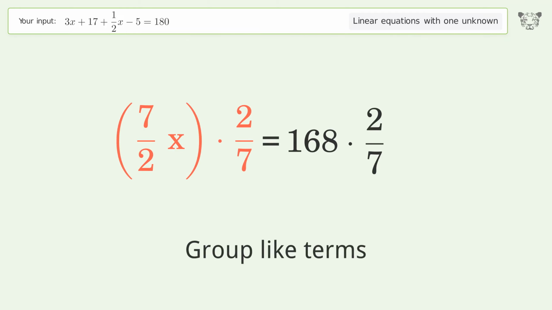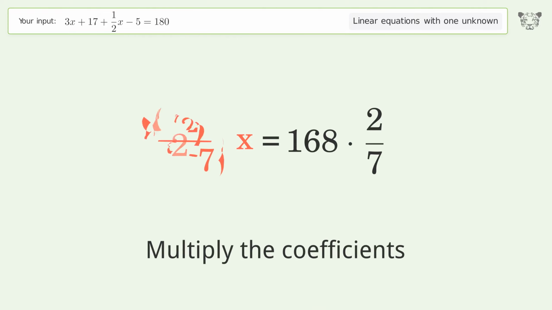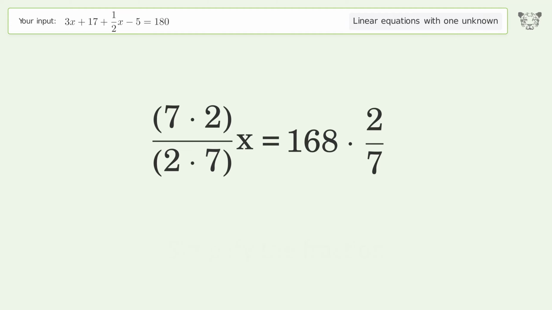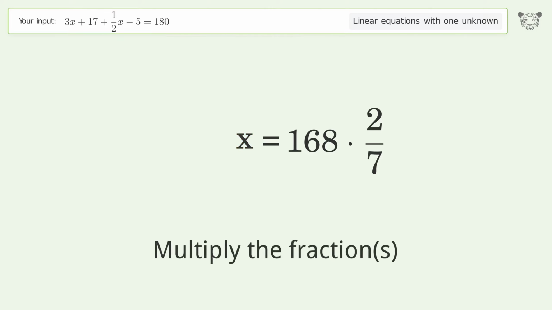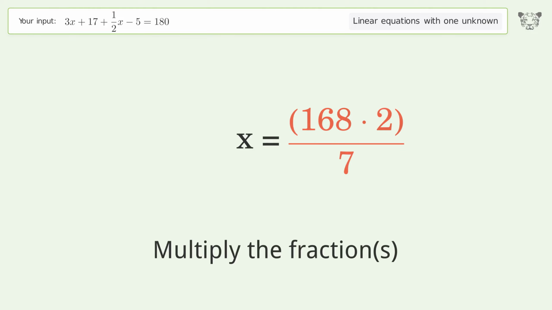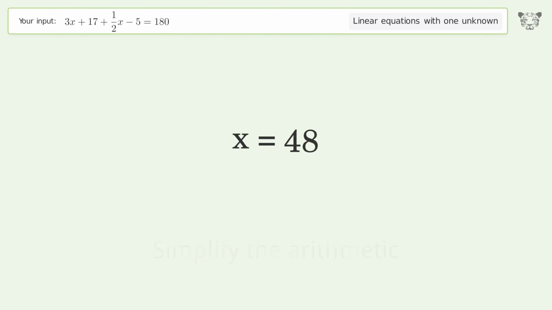Group like terms. Multiply the coefficients. Simplify the fraction. Multiply the fractions. Simplify the arithmetic. And so the final result is x equals 48.